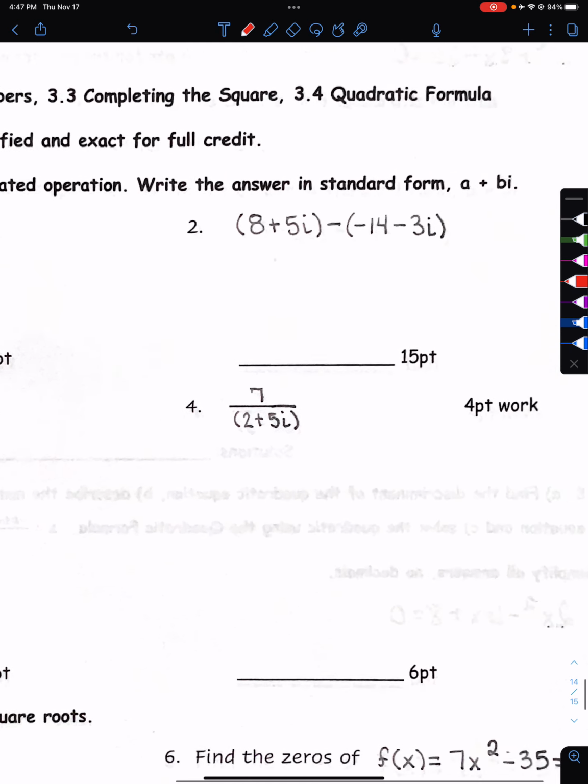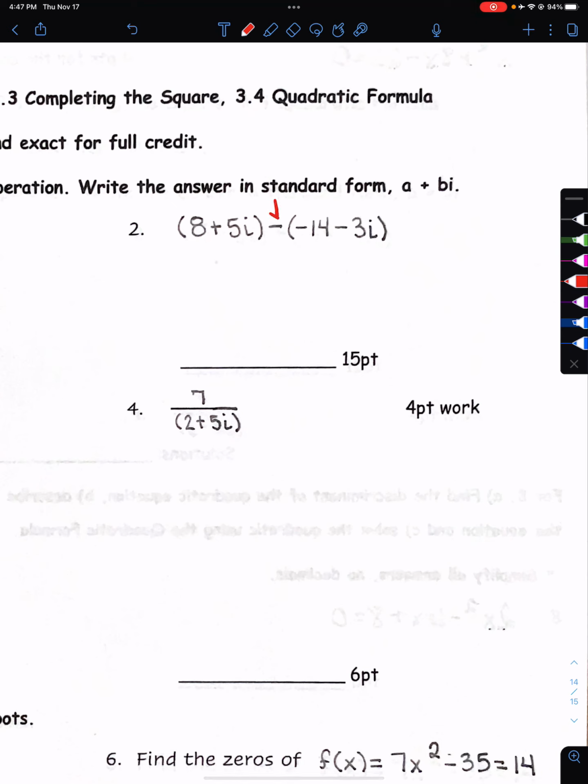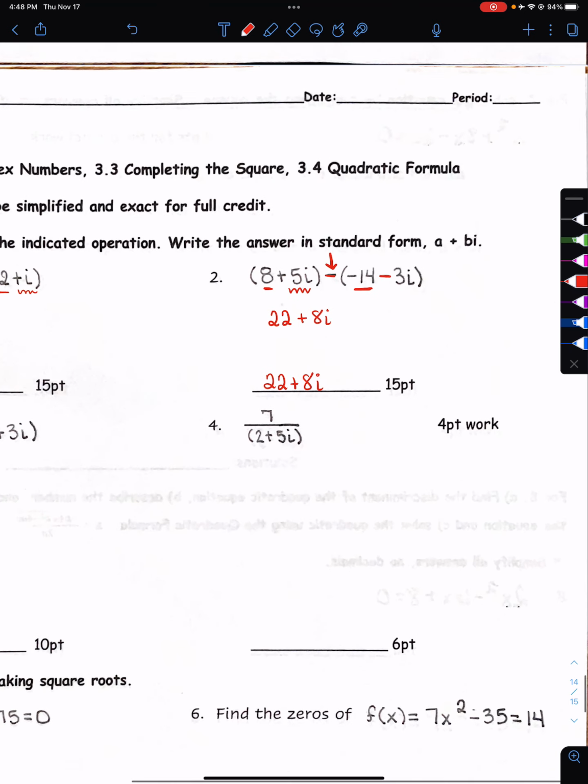All right, number 2, on this one, the operation is subtraction. So I am going to take 8 minus negative 14. Now 8 minus negative 14, the double negative makes it a positive, so that gives me 22. Then I have 5i minus negative 3i. So again, that double negative gives me a positive, so that's positive 8i. So 22 plus 8i, they cannot be combined. So that gives me my complex simplified answer there.